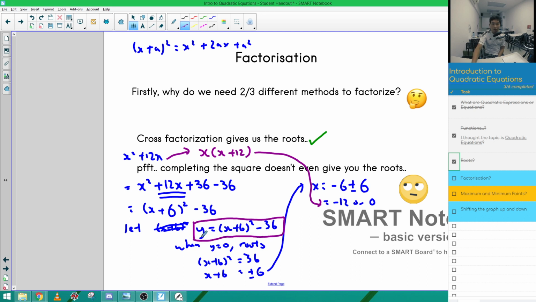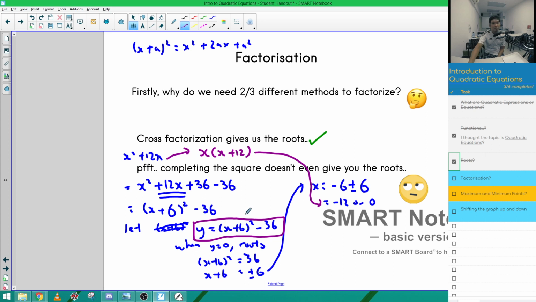Is this. Completing the square is not meant to give you the fastest way to get the roots, but it's meant to give you the fastest way to get the maximum or minimum point of this graph. Yes? So one more time. Completing the square doesn't give you the roots very fast, but it gives you the maximum or minimum point of the graph very quickly, right?